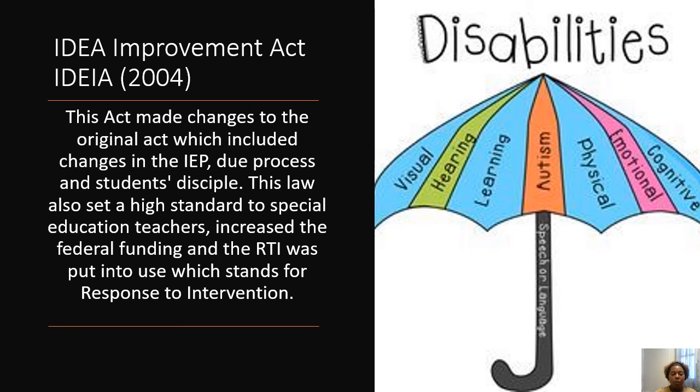The IDEA Improvement Act. This act made changes to the original act, which included changes to the IEP, due process, and students' discipline. This law also set high standards for special education students, increased the federal funding, and put RTI into place, which stands for Response to Intervention.